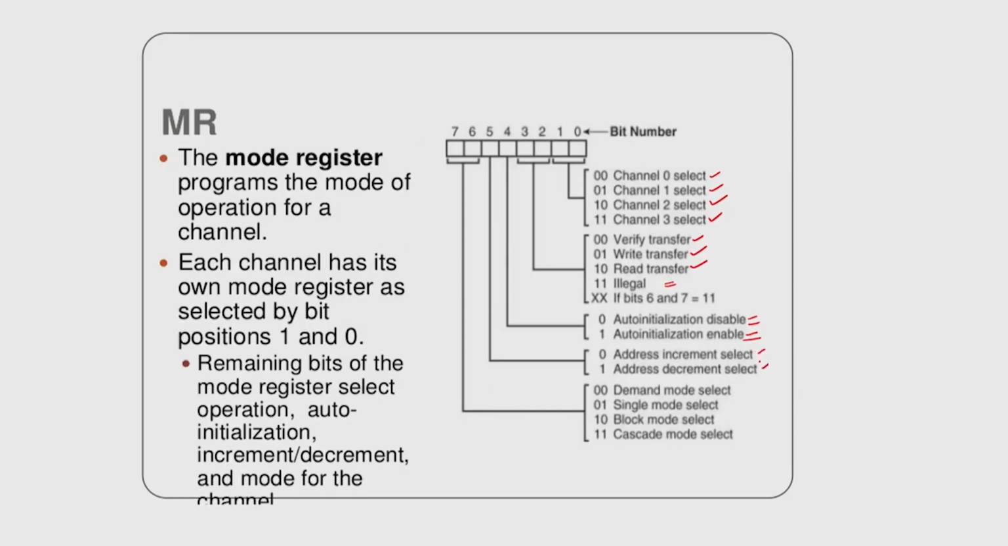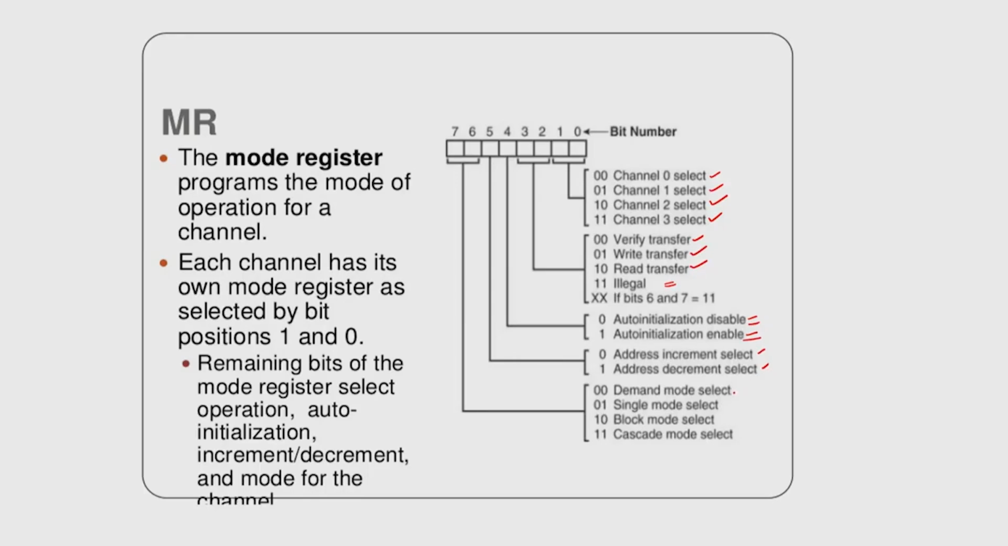And the memory address, we are going to specify the starting address of the memory. Whether the data needs to be transferred in ascending order or descending order, whether the memory address has to be incremented or decremented, that will be decided by this bit. 0 means address increment, 1 means address decrement.